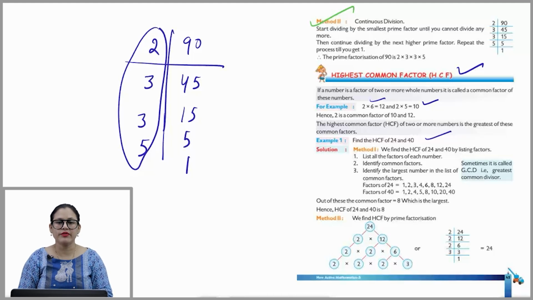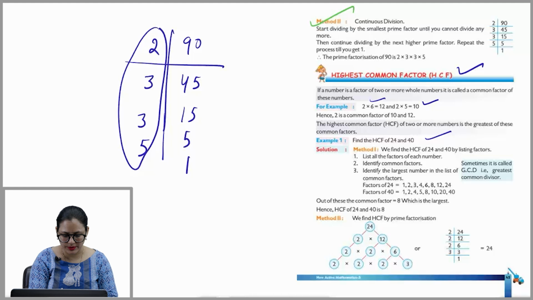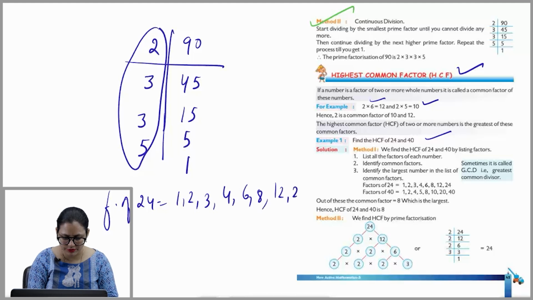Method: we find the HCF of 24 and 40 by listing factors. Number 1, list all the factors of each number. Number 2, identify common factors. Identify the largest number in the list of common factors. So here are factors of 24. Okay, so we'll write here factors of 24: 1, 2, 3, 4, 6, 8, 12 and 24. And factors of 40: 1, 2, 4, 5, 8, 10, 20 and 40.